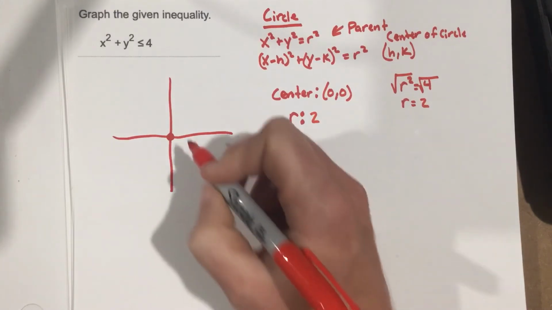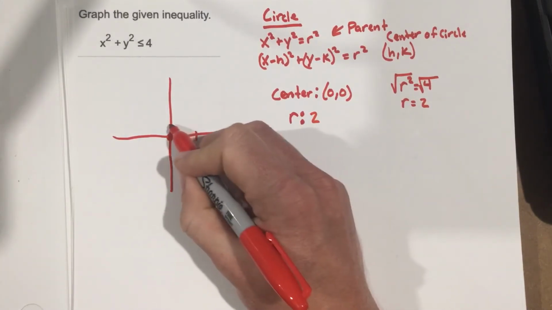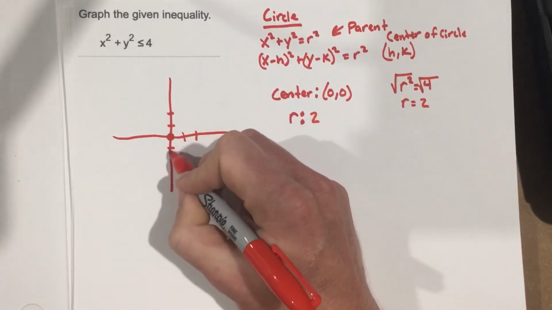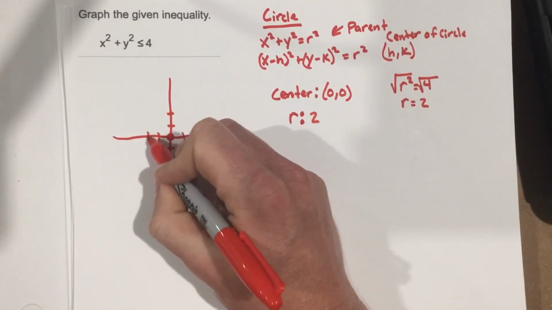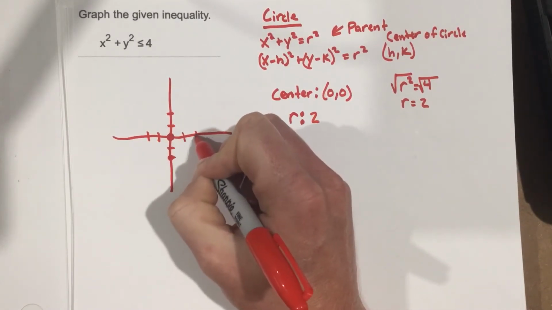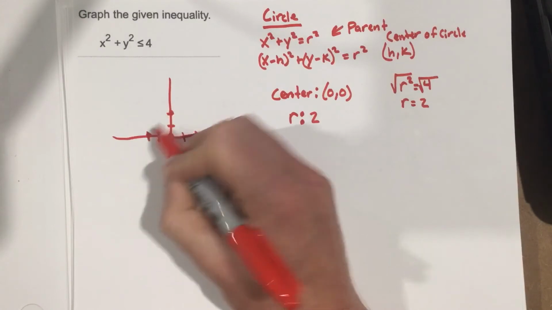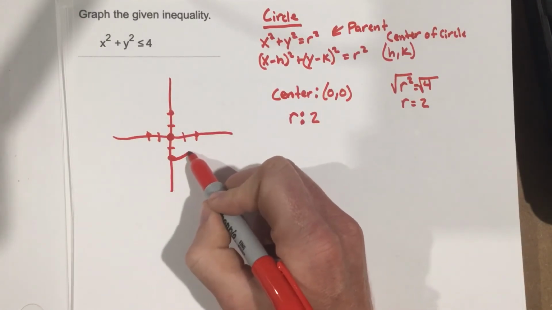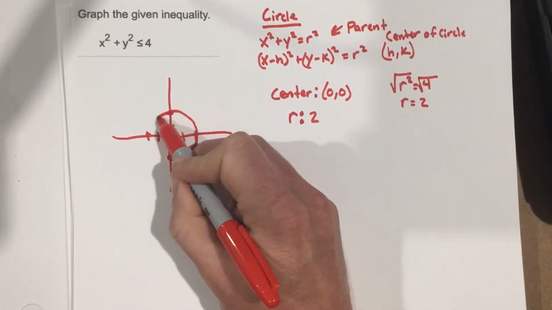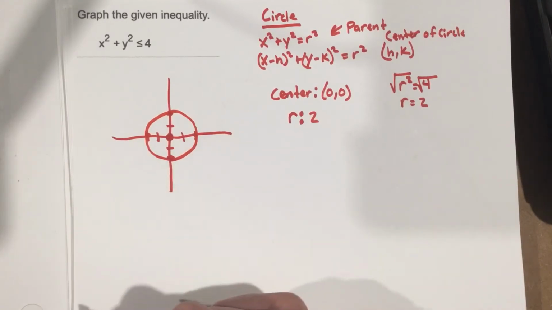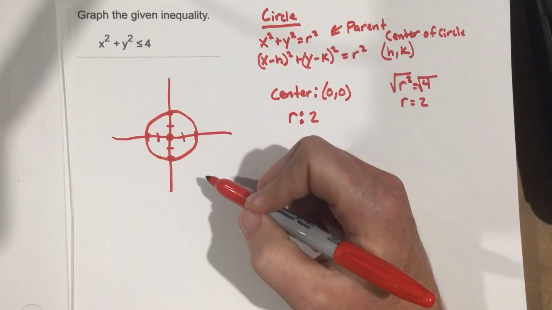So how do you graph this thing? Well, you just mark 1, 2 in each direction. Put your points there, and then try your best to draw a circle which goes through those points. That's probably the best circle I've ever drawn in my life. So, not too bad here.